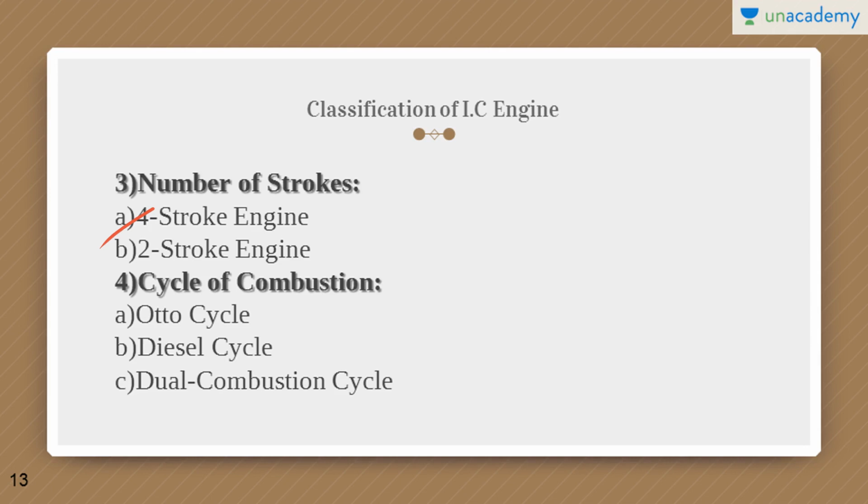Similarly, if the engine completes its working cycle in 2 different strokes of the piston or 1 revolution of the crankshaft, it is called a 2-stroke engine. According to the cycle of combustion, it is called an Otto cycle engine. That is, if the combustion of the fuel takes place at constant volume, then it is the Otto cycle. If it takes place at constant pressure, it's the diesel cycle. And if it is dual combustion, it means combustion of fuel first takes place partially at constant volume and then at constant pressure.